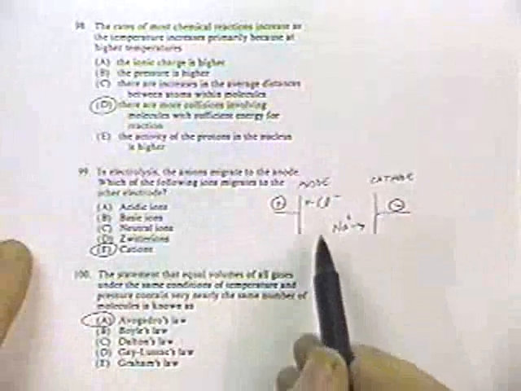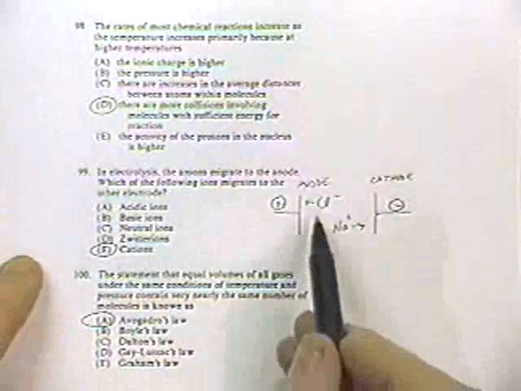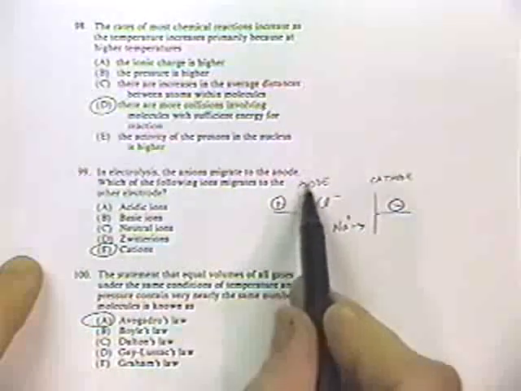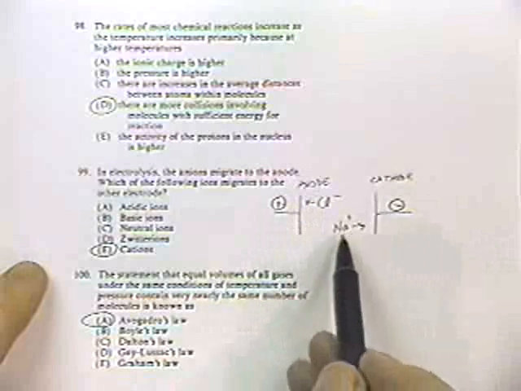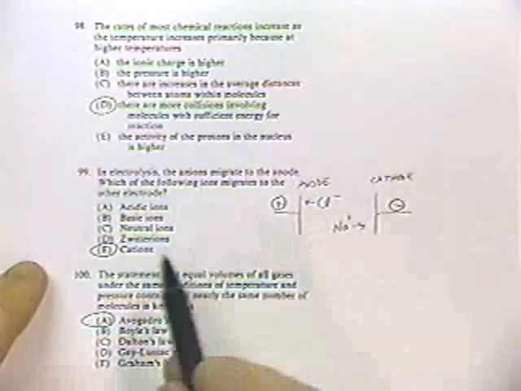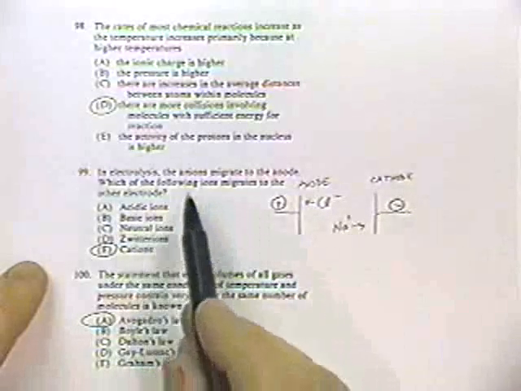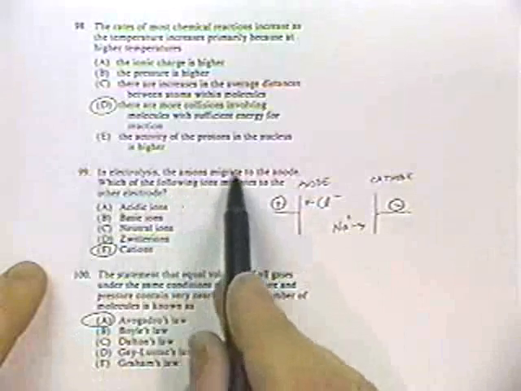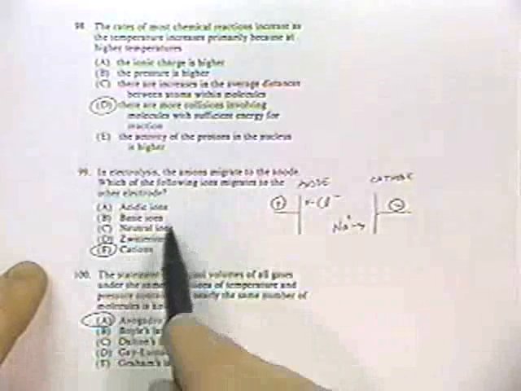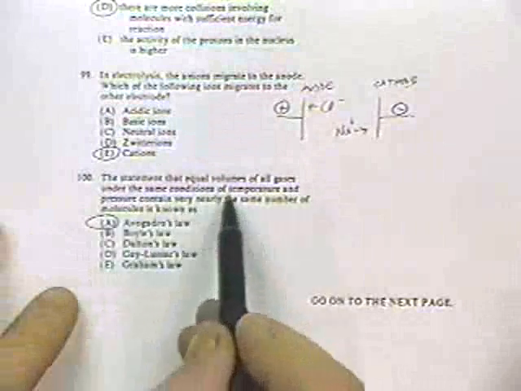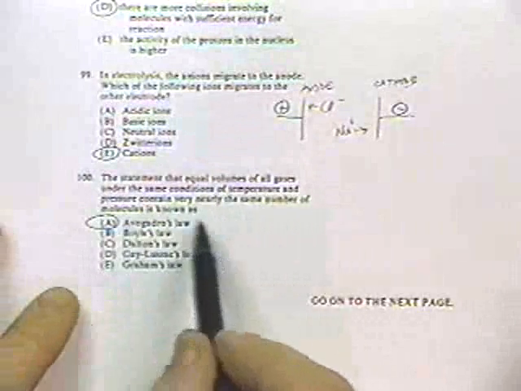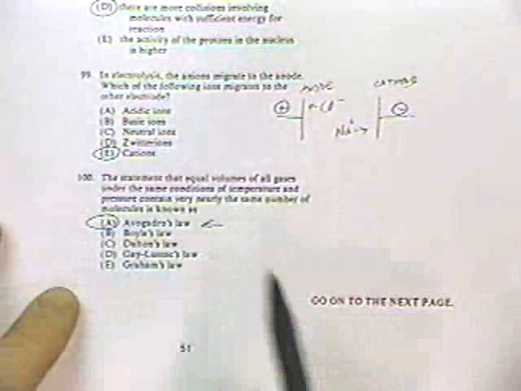Here we have electrolysis. Here's the anode. I'm using sodium chloride as an example. The negative species is attracted to the anode, which is of course positive, and so the sodium is attracted to the cathode. And so to answer the question, the anions migrate to the anode, cations migrate to the other electrode, which is a cathode. The statement that equal volumes of all gases under the same conditions of temperature and pressure have the same number of molecules is known as Avogadro's law.